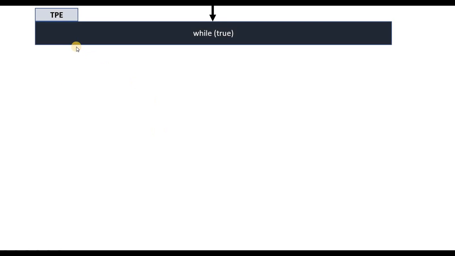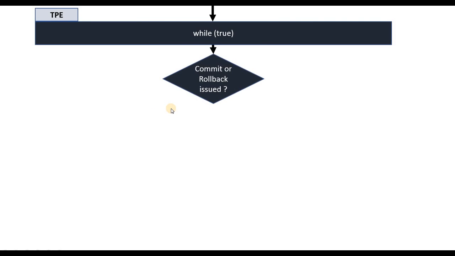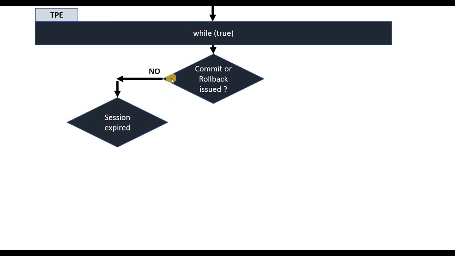In the next step we are going to keep on waiting until the user presses the button, either commit or rollback. Until the user presses this button, we will keep waiting in an infinite loop. If the user hasn't pressed anything, we will check if the session expired, because by default if you leave your machine for 30 minutes the session will expire. If the session has not expired, we go back to the while loop and wait again. If the session has expired, go and roll the transaction back. How to roll the transaction back, we will see.